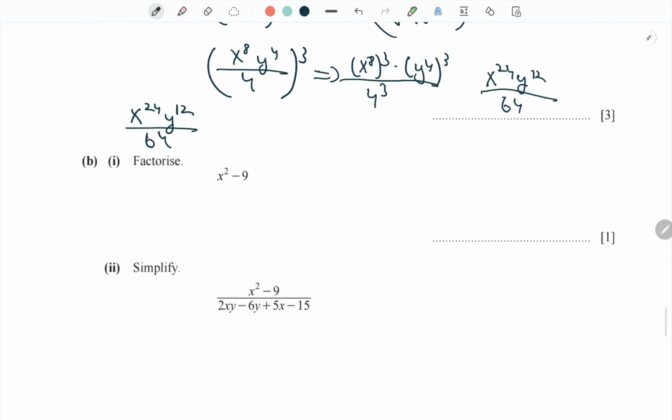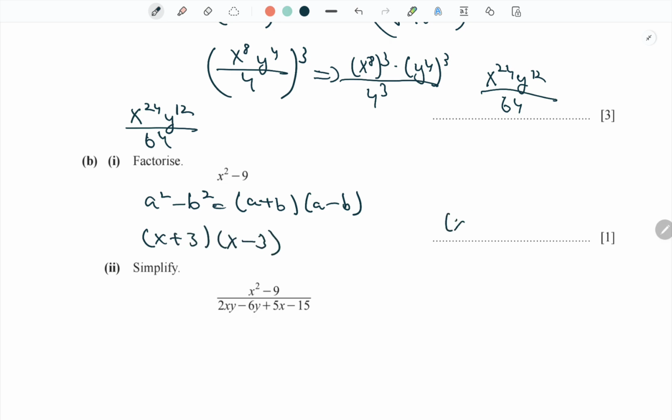Now we have the next question. So this is a very simple one. We factorize this one. We apply the a square minus b square formula, that is a plus b and a minus b, right? So that means x plus 3 and x minus 3.